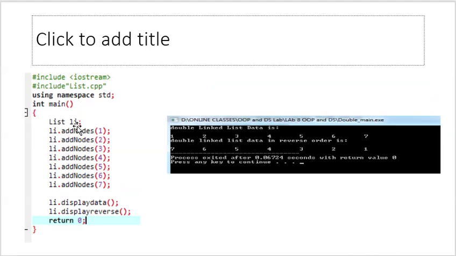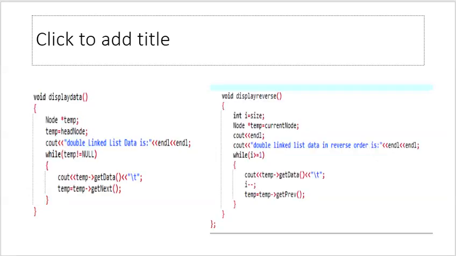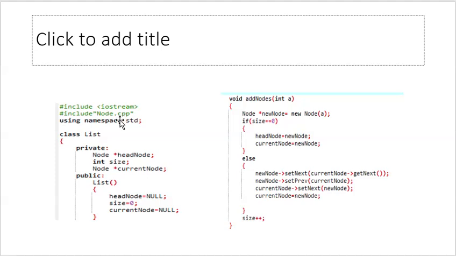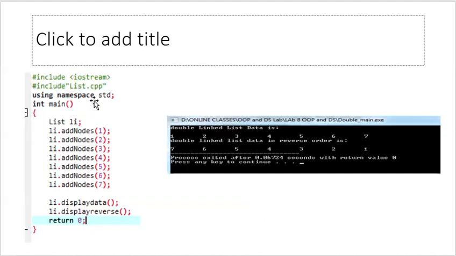Here is the main. This is the list file, so in the main we will include it. There are three CPP files here. We have included list.cpp in the third file. In the list.cpp file we have included node.cpp, while in the main we have included the list. Here we have created an object li, and then we created the nodes till 7, then we displayed the data, and then we displayed the reverse data. So here we have 1 to 7, and then it is in reverse order.